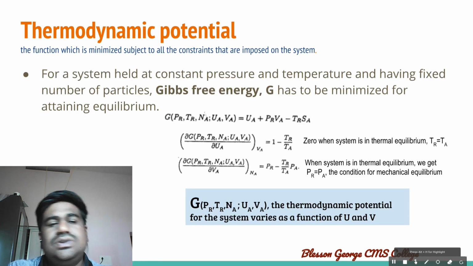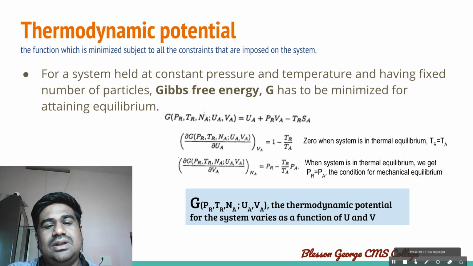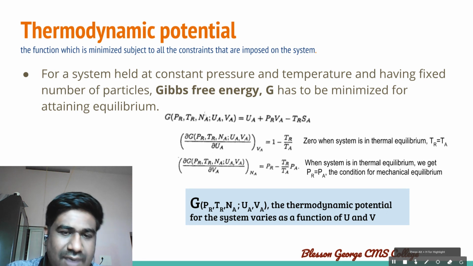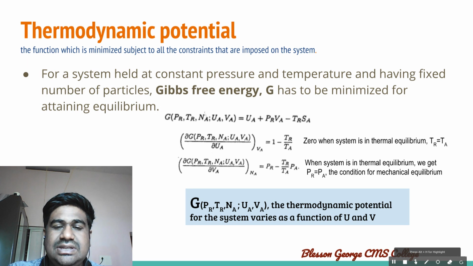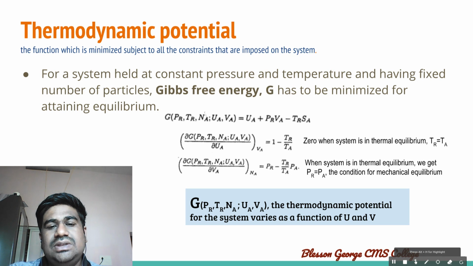To understand it more, we will discuss with the help of a few examples. So consider a system held at constant pressure and temperature and having a fixed number of particles. In chapter 5, if you have any doubt, please refer back to it. So here the Gibbs free energy has to be minimized to attain equilibrium. We know Gibbs free energy is H minus TS, or U plus PV minus TS, and the quantities which can change here are energy and volume, because the system is held at constant pressure and temperature. Here pressure, temperature, and number of particles are conserved, they cannot change. The varying quantities are energy and volume.